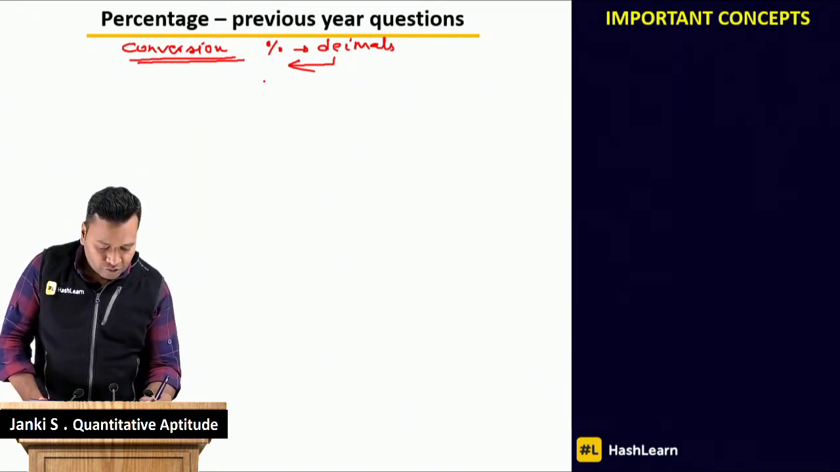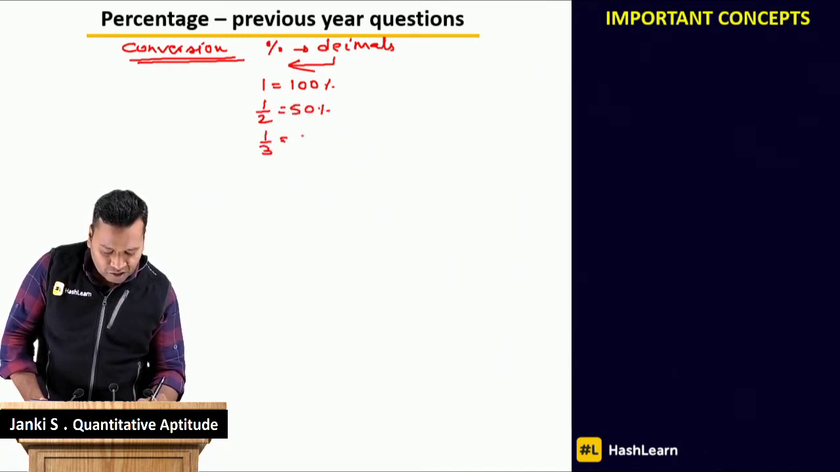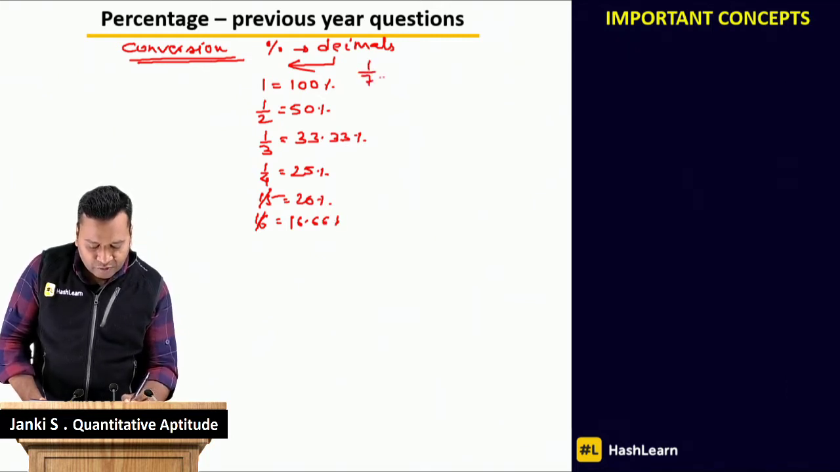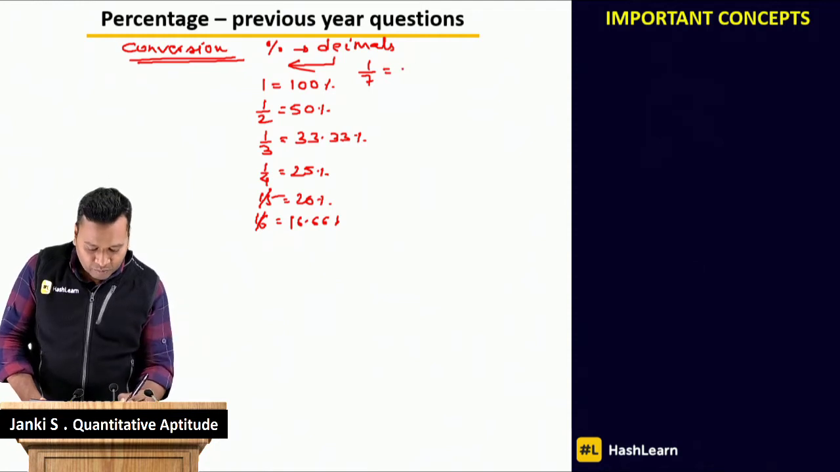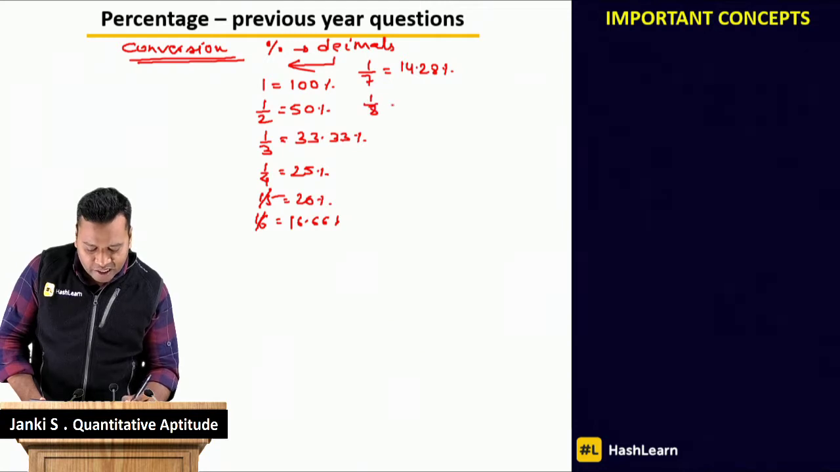There are some important values which you need to keep in mind. 1 is always considered as 100%, right? Similarly, half of anything is 50%. Then 1/3 of anything is always 33.33%. Then 1/4 is 25%. 1/5 is 20%. 1/6 is 16.66%. Similarly, 1/7, how much is 1/7? 1/7 is nothing but 14.28%.